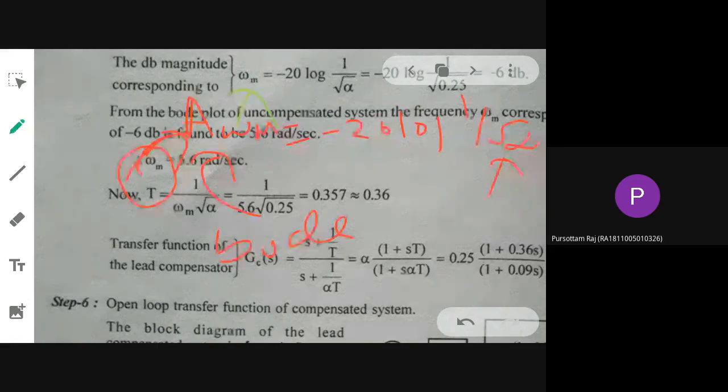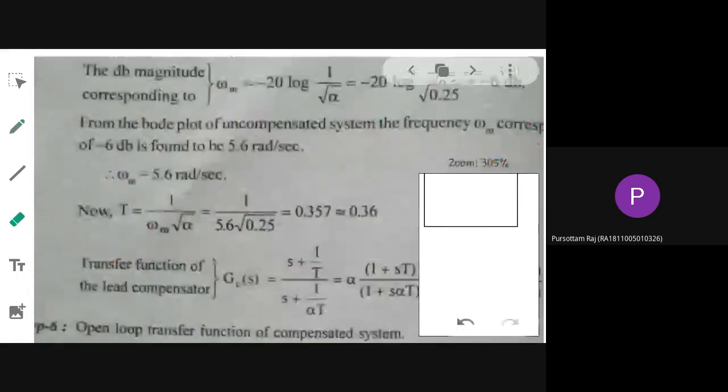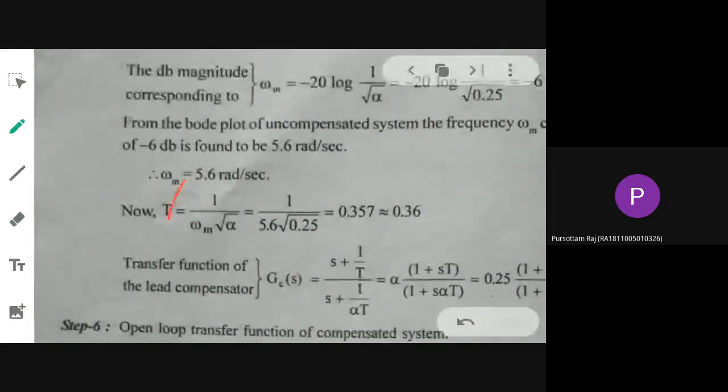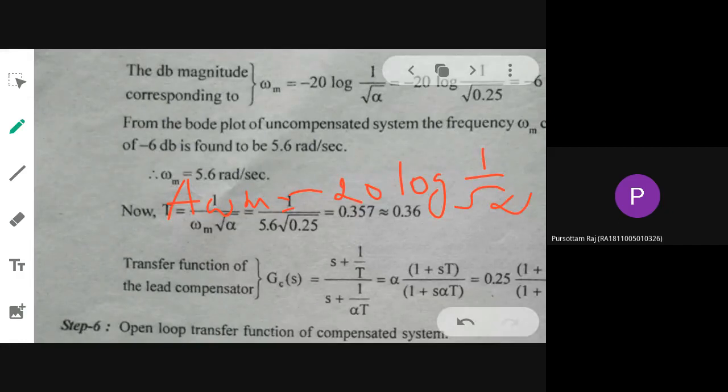So now I have got to know omega m. Now I can use that in the formula for T, and I can find out T. That is what I am trying to do. So again, I am just finding out A at omega m by using a standard formula, minus 20 log 1 by square root of alpha. So what is alpha? Just now I have calculated.